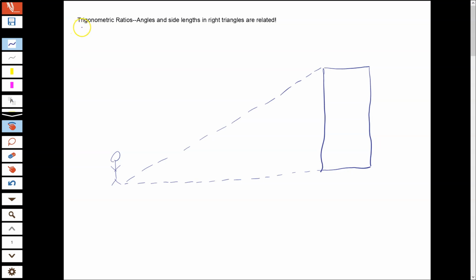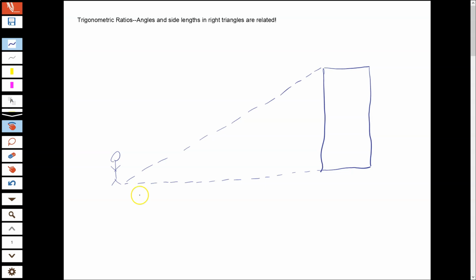All right, so this lesson is on trigonometric ratios. And the key takeaway here is that angles and side lengths in right triangles are related. We're starting to investigate the relationship between the angles in a triangle and the sides. Previously we've only looked at the sides by themselves or angles by themselves. Now we're looking at how they're related together.